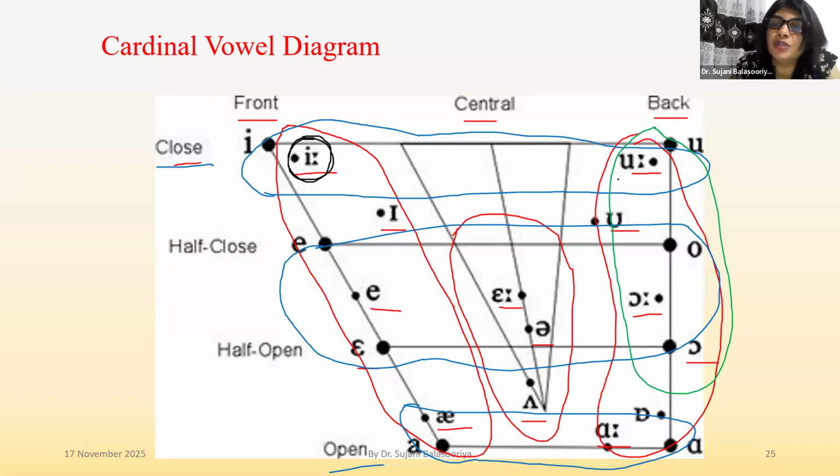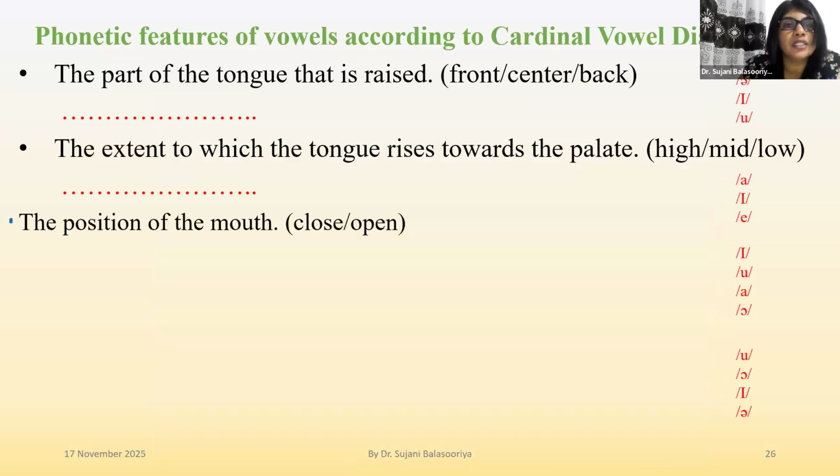Just like that, you should be able to identify the features of all the other vowels by looking at where they are located inside the cardinal vowel diagram. What are the features of U? What are the features of A, likewise? Okay, so you need to be clear with the cardinal vowel diagram because when we talk about the vowel sounds, we can't avoid it. We can't skip the cardinal vowel diagram. It is that important for us. Okay, right. So these are the criteria which are represented in the cardinal vowel diagram.